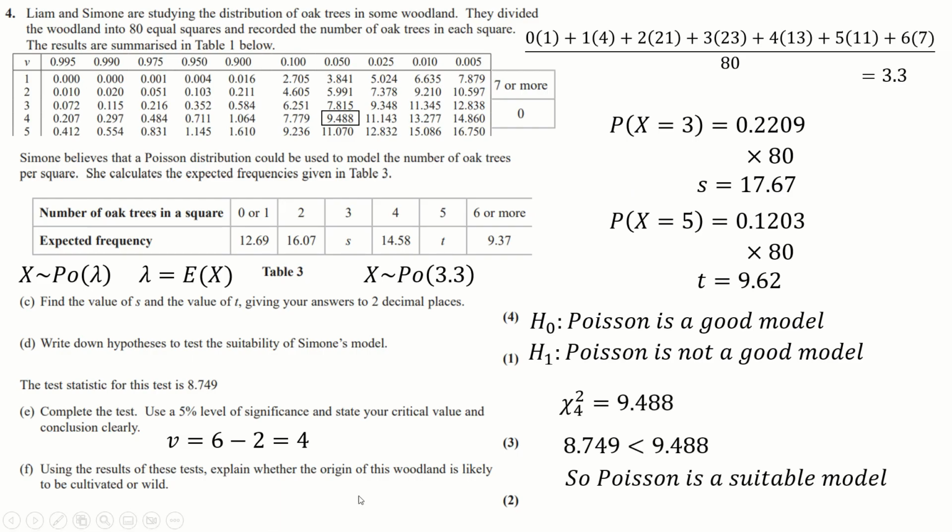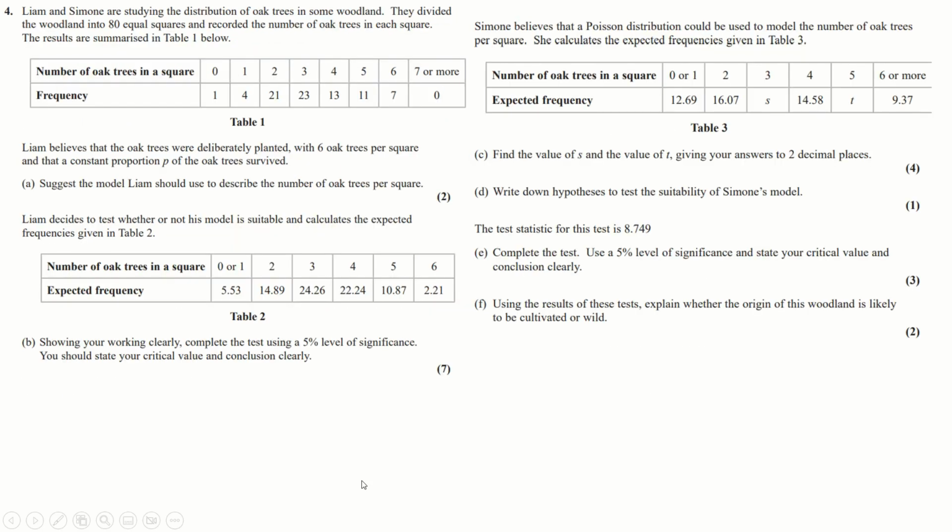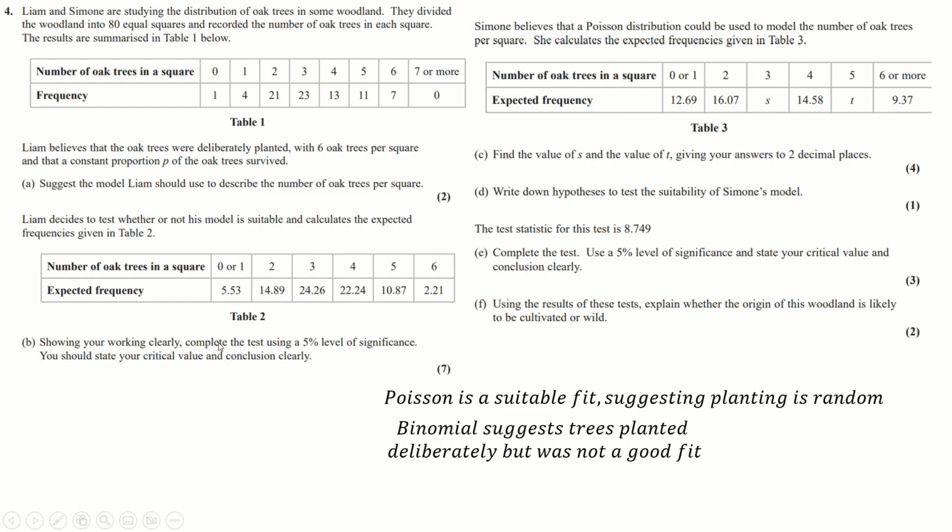Using the results of both these tests, explain whether this is likely cultivated or wild. Now, the Poisson passed the test, and we just said that that was suitable. The binomial didn't. Now, the Poisson is inherently random in what it does, right? And it was a suitable fit, according to our maths, so that suggests that the woodland is wild, because Poisson is inherently random in that respect. Binomial isn't. Binomial is more deliberately done. And the binomial didn't fit the woodland. So therefore we've got 2 pieces of evidence that the woodland is likely wild, I guess, is what they wanted us to say.